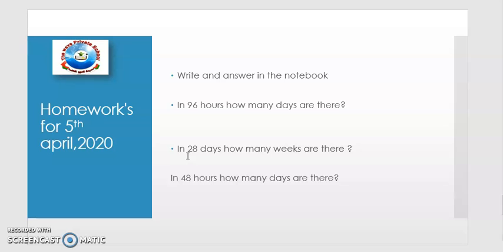Here they said, in 28 days, how many weeks? Here, days and weeks. Whenever days and weeks come together, you need to start reading the 7 times table. And where you get 28, you have to write the answer: that is the number of weeks. Likewise, you have to do question number 3. I hope you can do it well, and write this in your notebook. Then whenever we come back, we will check it.